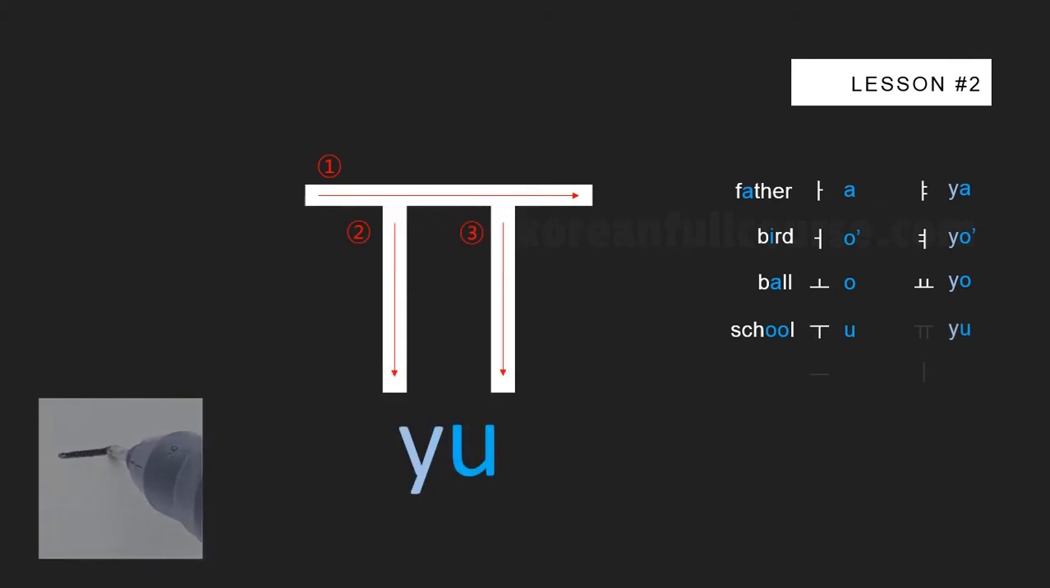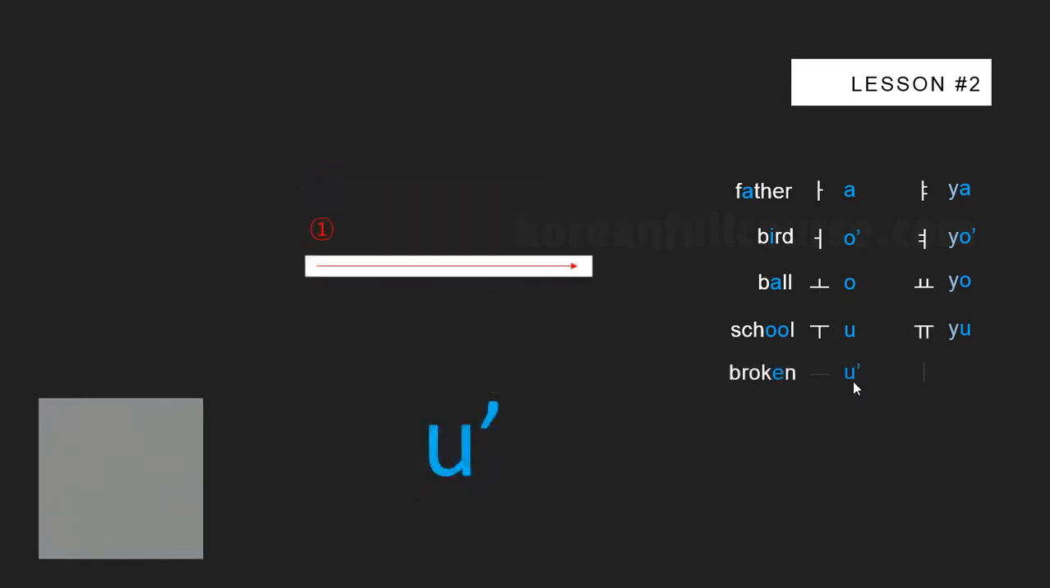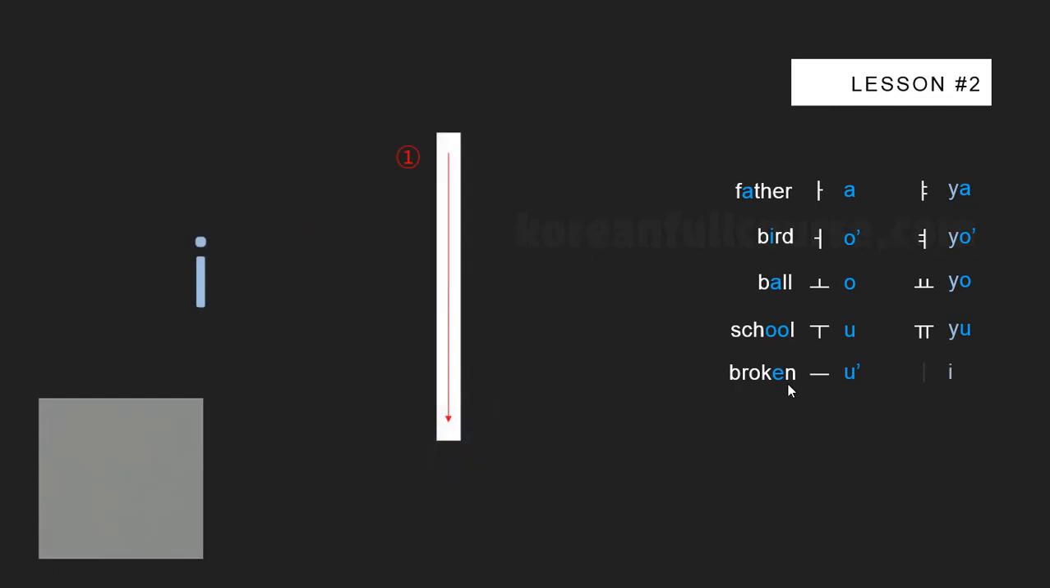And the next letter is Yu. Add the extra vertical stroke to the letter U and you will get the letter Yu. The next letter is U, and this sounds like the letter E in the word broken. And finally, the last basic vowel is I. It's quite easy to remember. It sounds like the letter I in the word big.